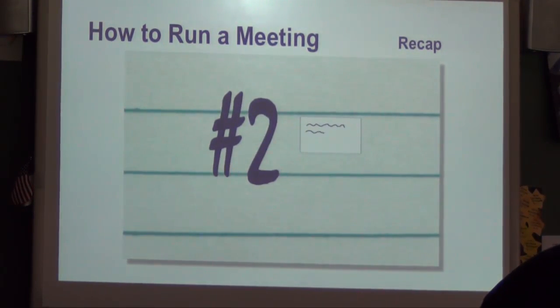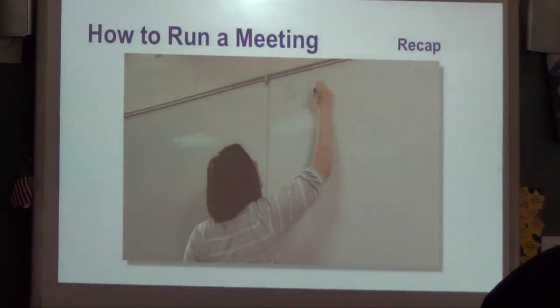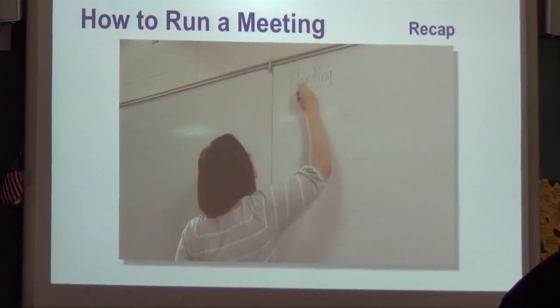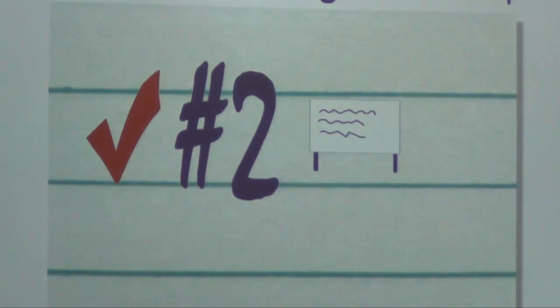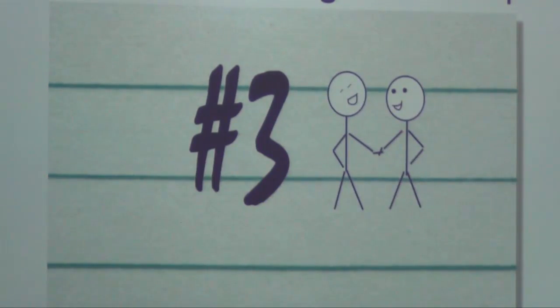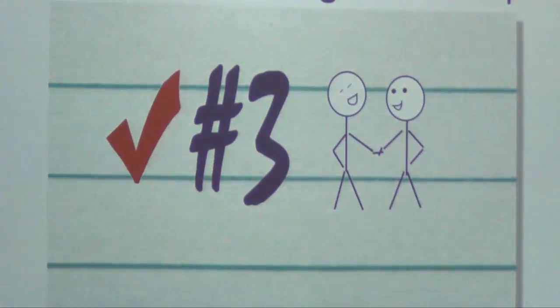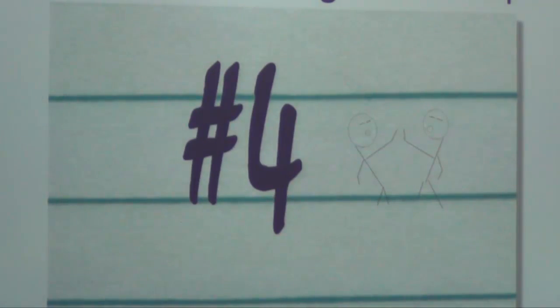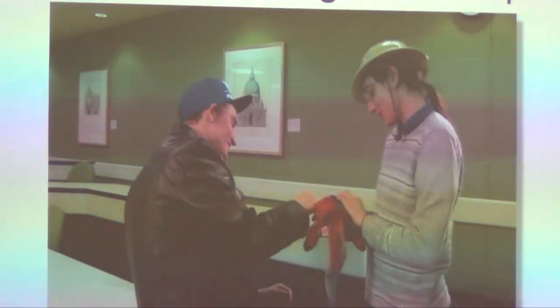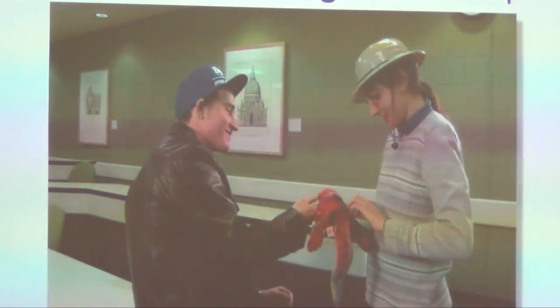Number 2, always have an agenda. Meetings need structure, and agendas are the perfect way to help make sure this happens. Number 3, advisors are important. Your advisor is a valued member of the organization, and their input should be valued. Number 4, all members are created equal. All members are important, and it is your job to make sure they know that.